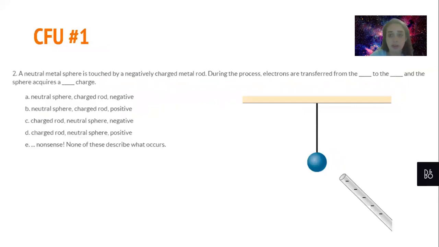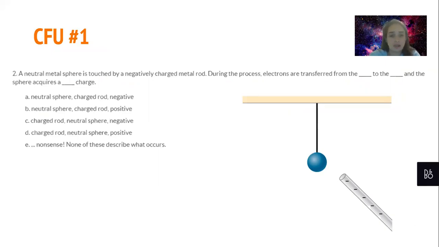Before we move on to our practice problems, let's do this quick check for understanding as a group. So take the next minute to solve this problem in your classwork document, and then we'll come back to answer this together. Right, you can press pause now so you can work on that.